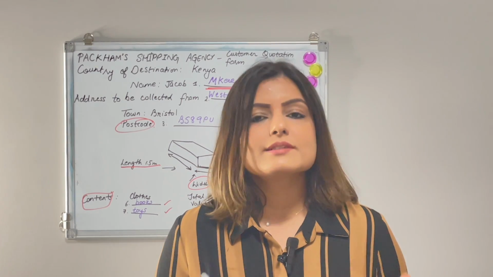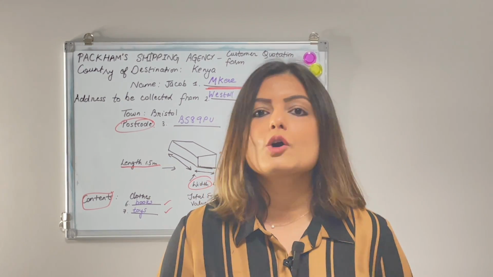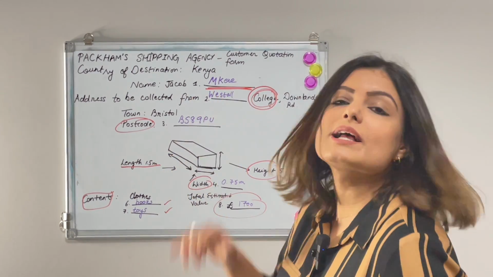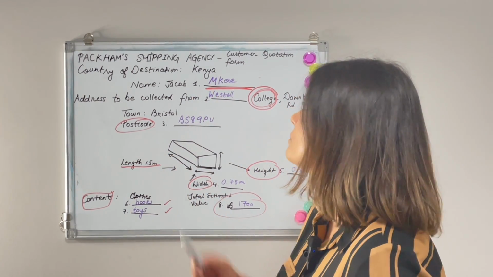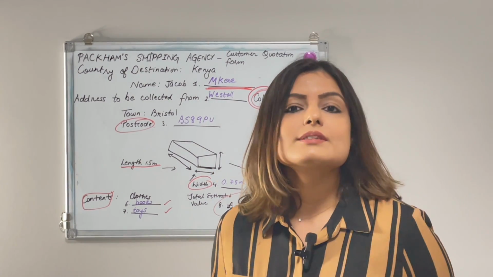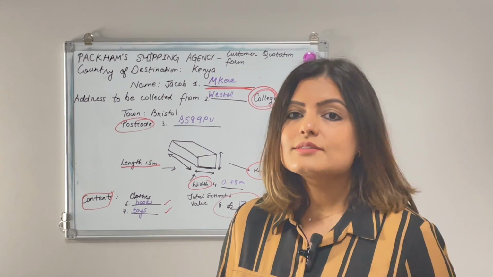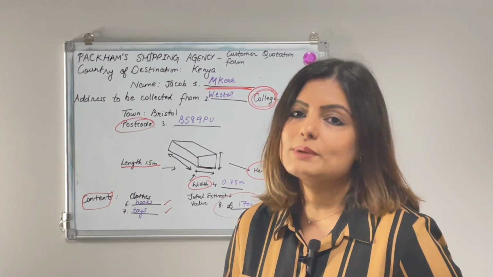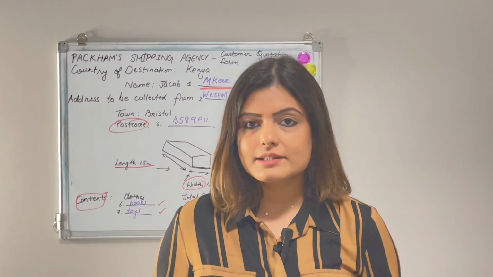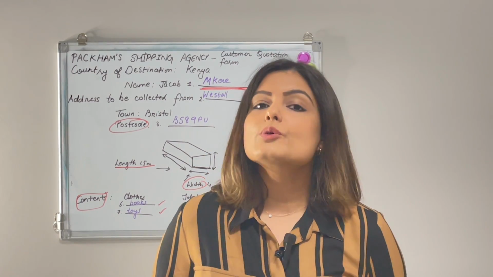So if the spelling is difficult, you do not have to panic or worry. They are going to spell it for you. Like in this case, they spelled the last name of Jacob, which is Mkere. So at that time, you just need to be attentive and listen to it properly so that you do not make any mistake.